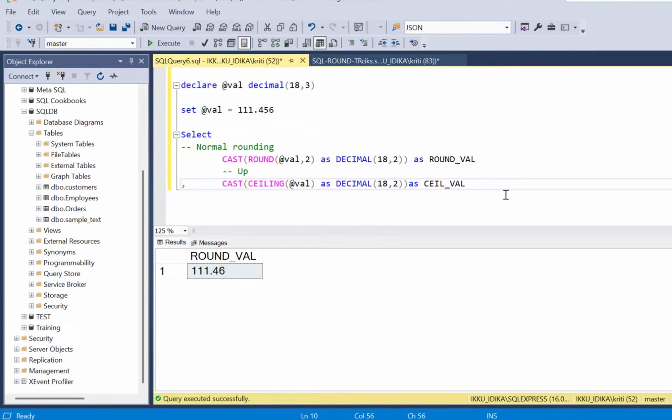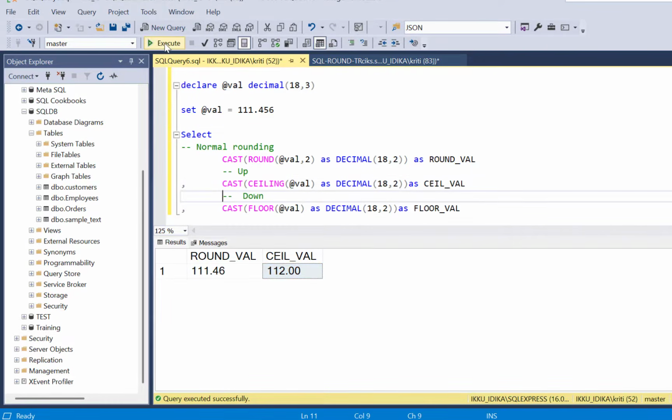The next function is a ceiling function that will round up the value to the nearest integer. Make a note that the output is always going to be an integer. The floor function behaves similarly to the ceiling function, but it rounds down instead of rounding up, again to an integer output value.